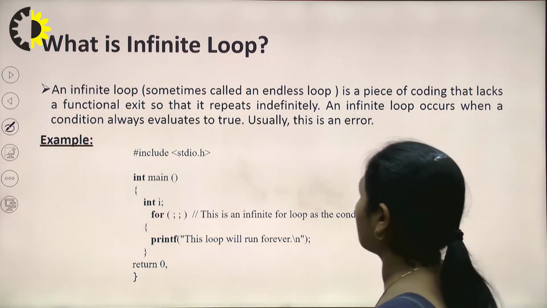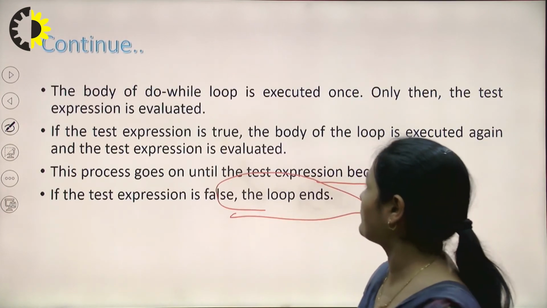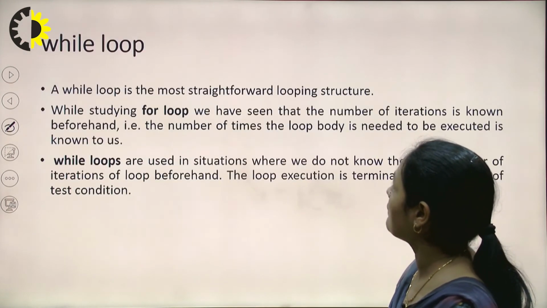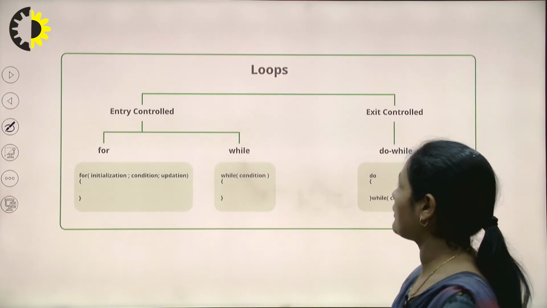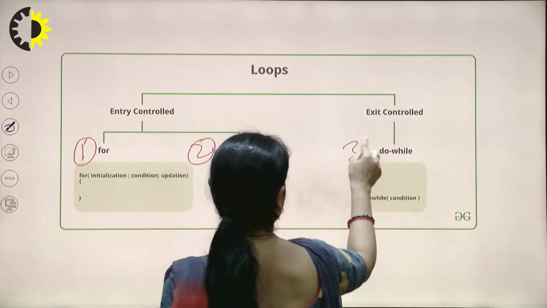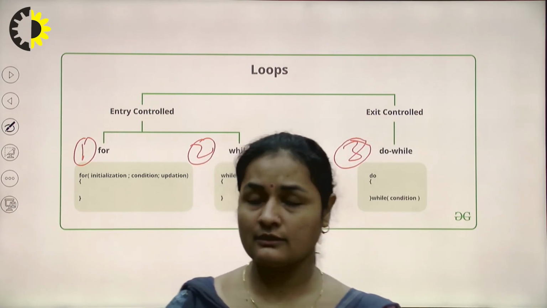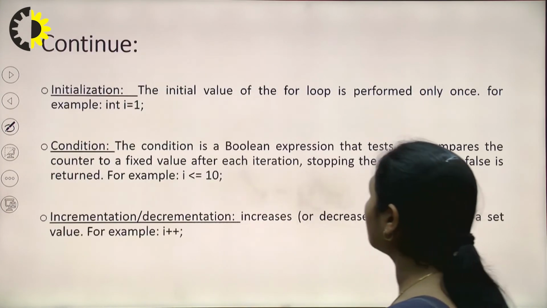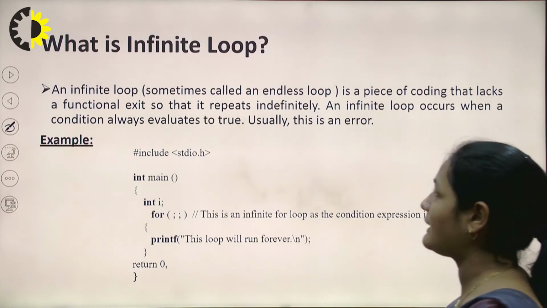What is infinite loop? So these are the 3 basic loops. We will discuss the basic 3 types of loop, that is for loop, while loop and do while loop. These are the 3 basic loops in C programming. Beyond these loops, there is a term that comes, infinite loop.